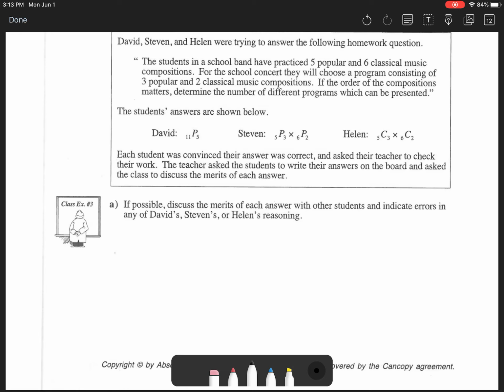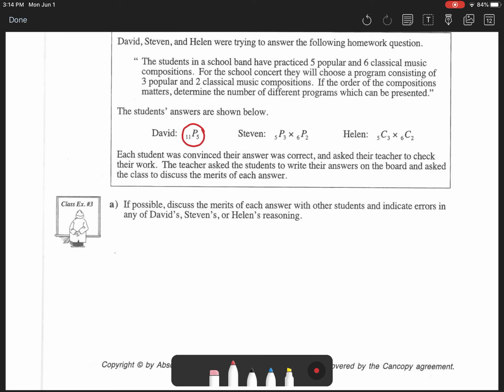There are things that I like about each calculation, and we'll discuss those, but I'll tell you what is actually wrong with each calculation. It's pretty easy to see what's wrong with David's right away, isn't it? He simply just goes 11P5. So what he does is he puts the 5 popular and 6 classical in a bin, chucks them in one bin. There's 11 songs and he pulls out 5.